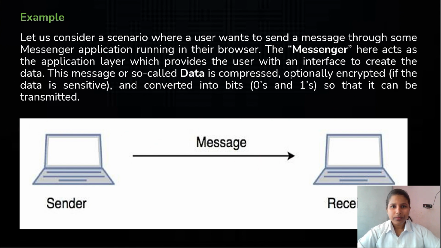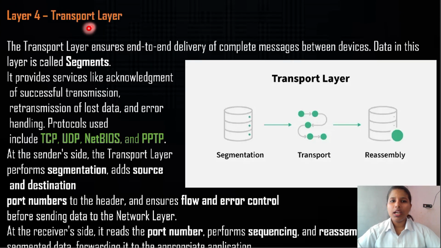Now let's look at what the transport layer is. The transport layer ensures end-to-end delivery of the complete message between the devices. Data is segmented, which means the data is divided into very small parts. That is called segmentation. It provides services like acknowledgement of successful transmission, retransmission of lost data, and error handling. The protocols used are TCP, UDP, NetBIOS and PPTP.